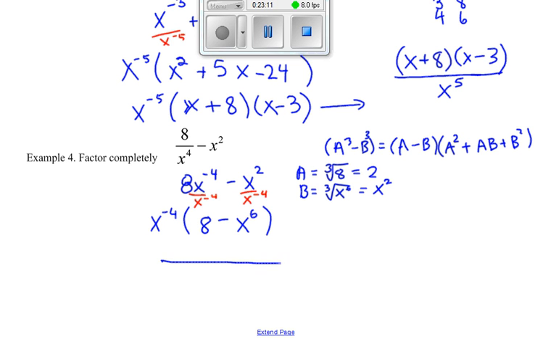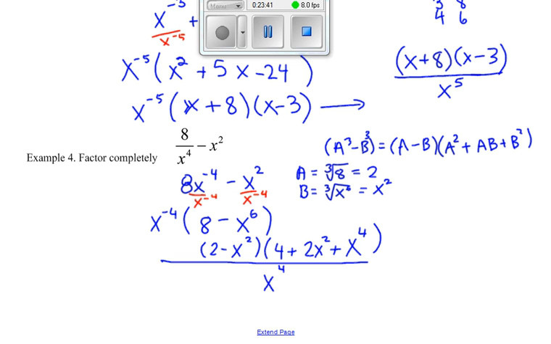So moving on, that becomes 2 minus x squared, times 4 plus 2x squared, silly me, 4 plus 2 times x squared, plus the power of 2. So x squared squared is x to the 4. And all over x to the power of 4.